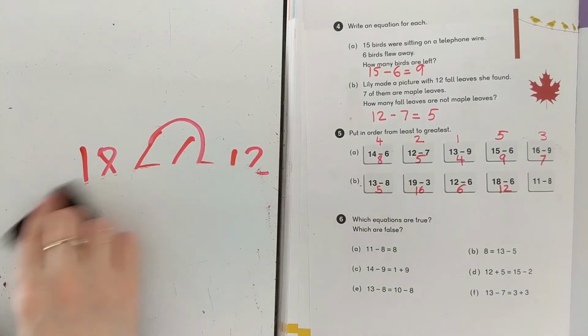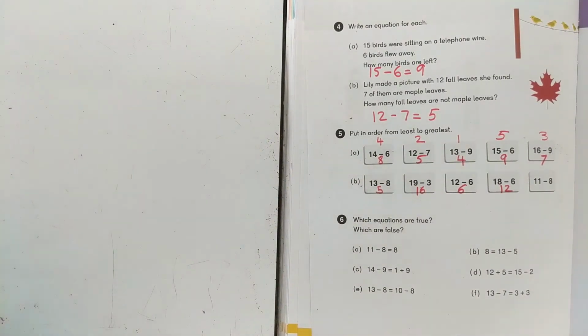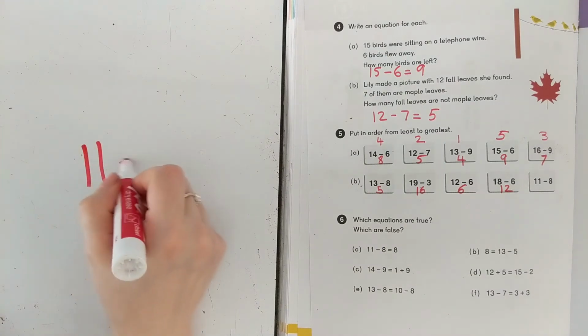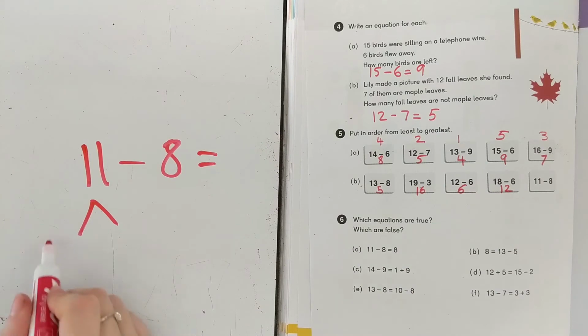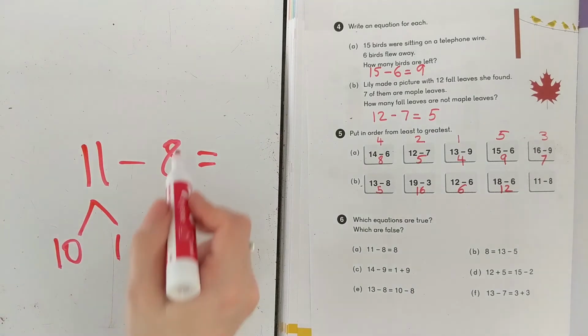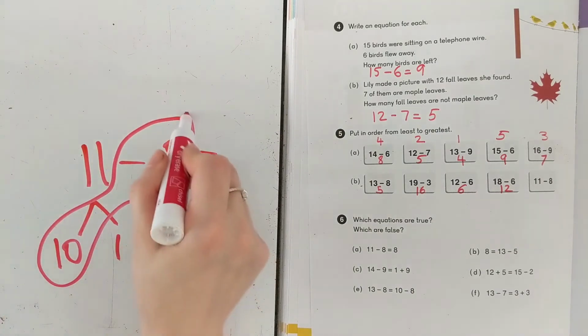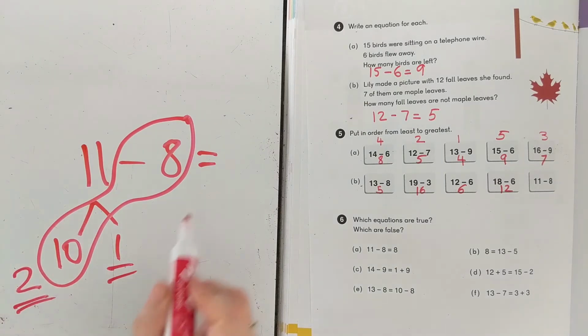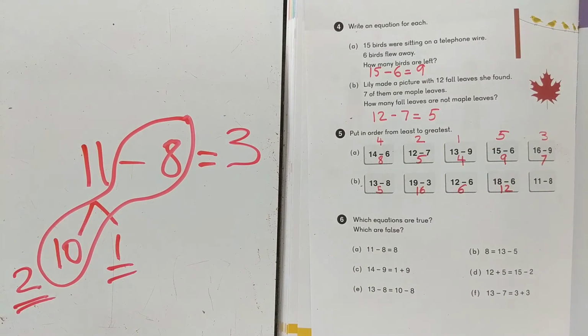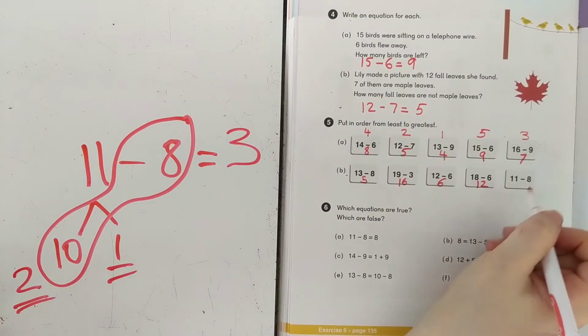Let's do 11 minus 8. I'm going to take apart the 11. 11 has a 10 and a 1. I'm going to say 10 minus 8 is 2. And then add those leftovers. 2 plus 1 is 3. And there's my answer, 3.